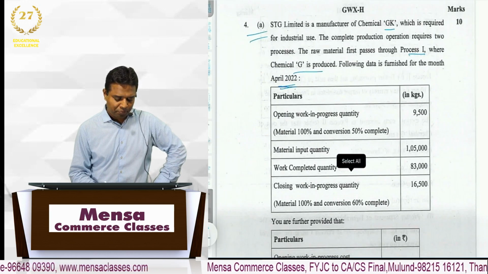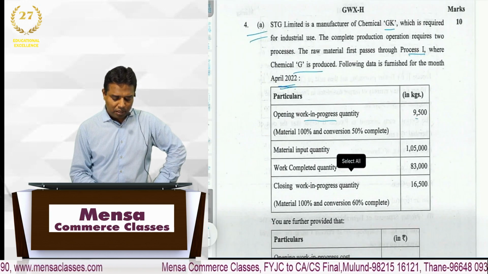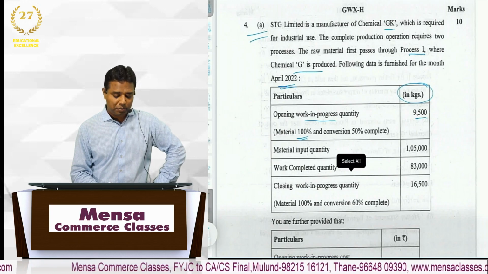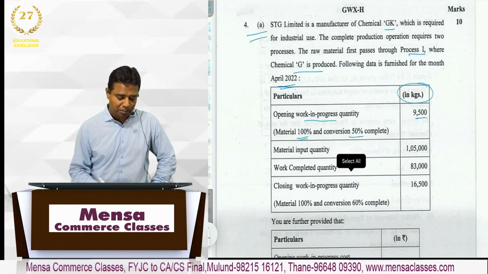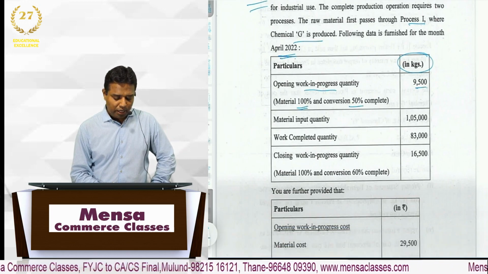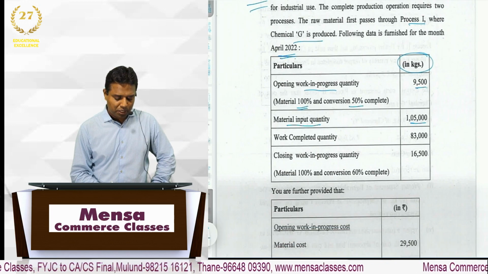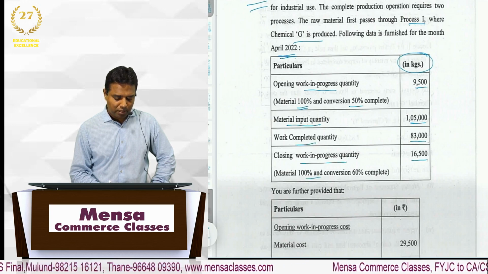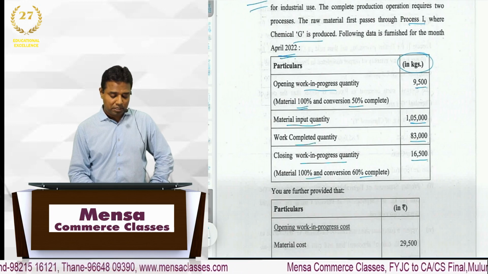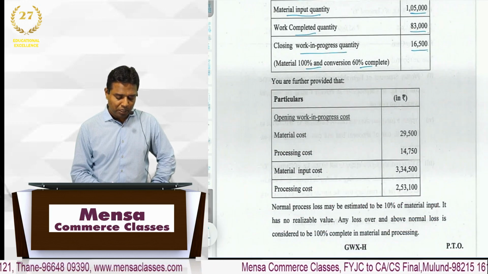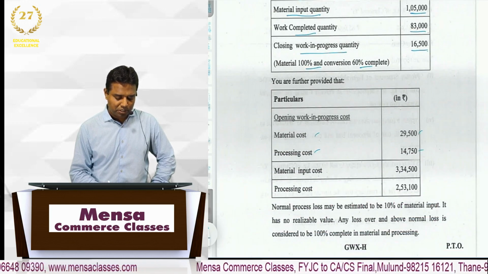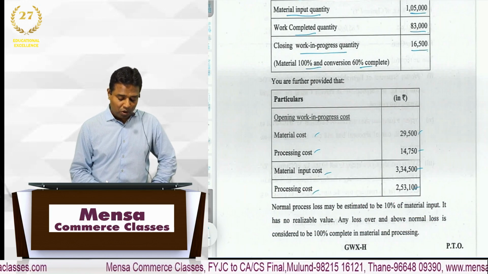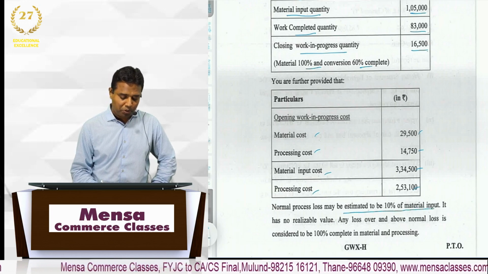What is the data given? Opening WIP, it is in kgs, that is units, 9,500, 100% material has been used, conversion is only 50%, so 50% pending. Input of raw material 1,05,000 units, completed is 83,000 units, closing WIP 16,500, 100% material has been put, 60% is conversion. And now in rupees, opening stock of WIP valuation, material and processing, input cost of raw material, processing cost 253,100. Normal loss is estimated as 10% of input.